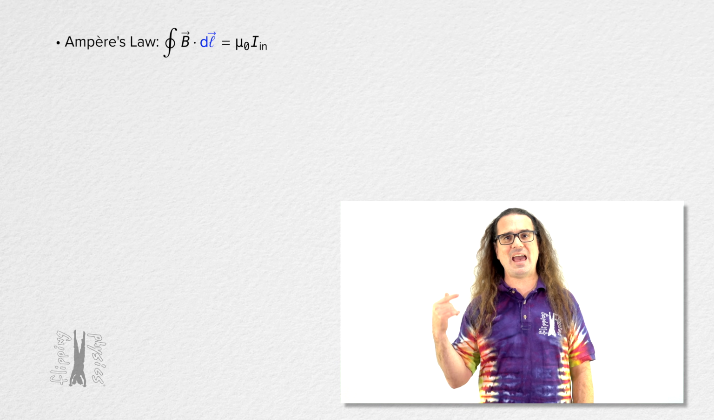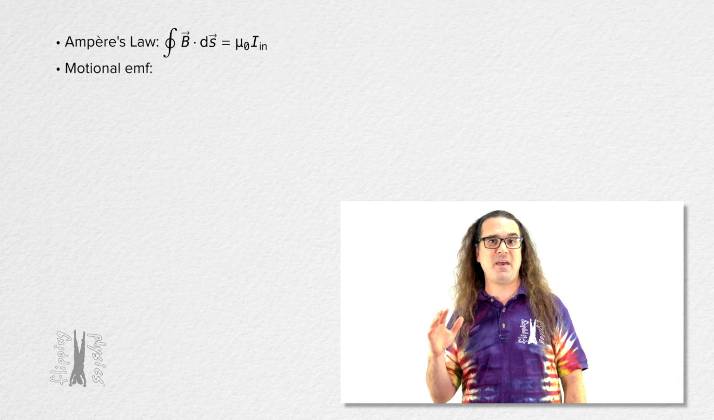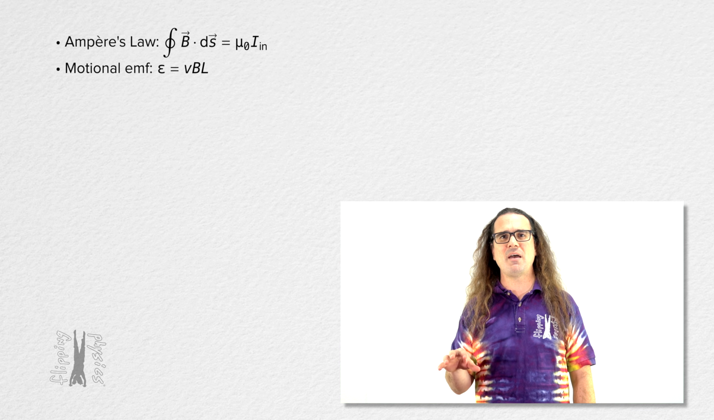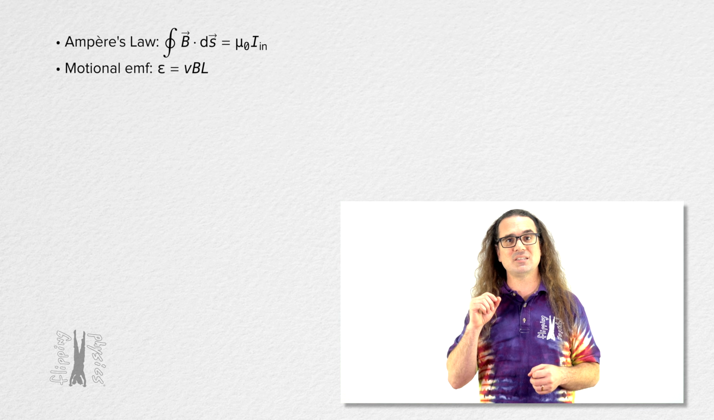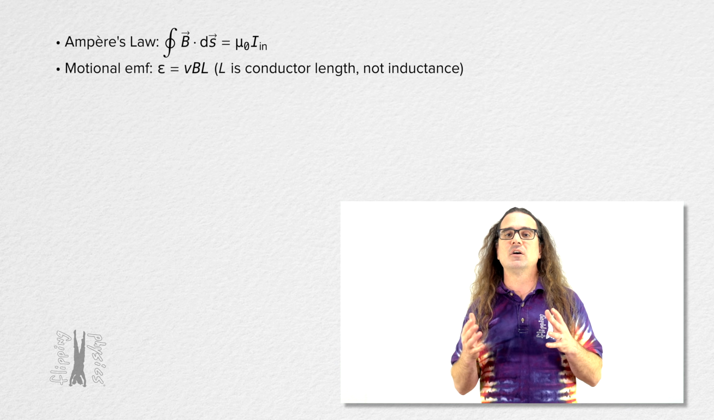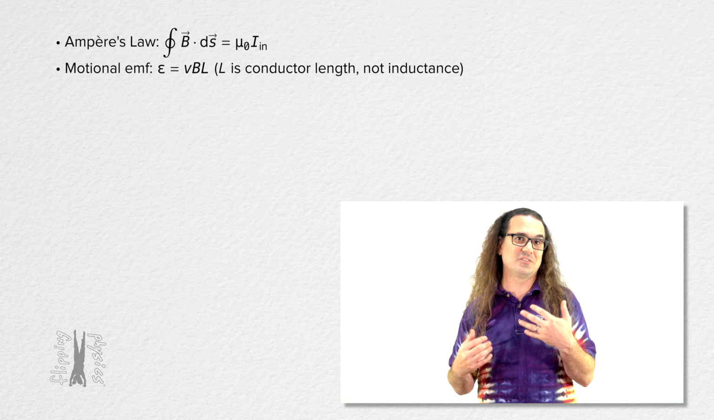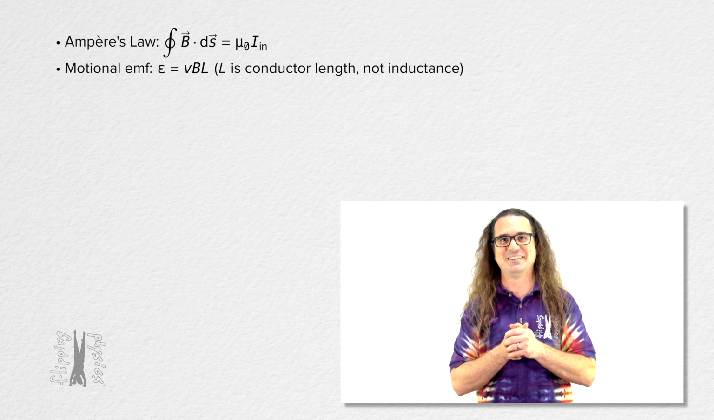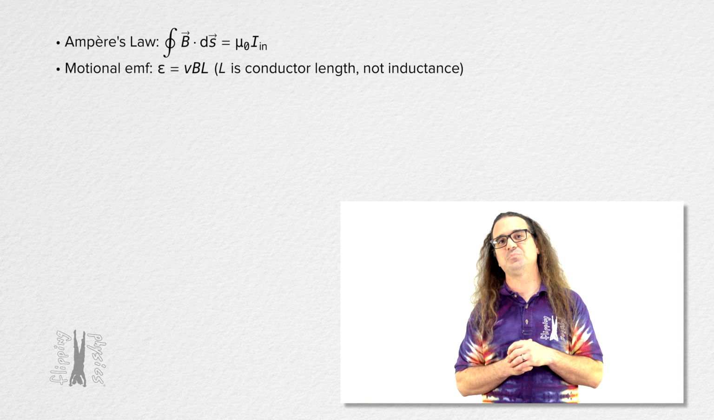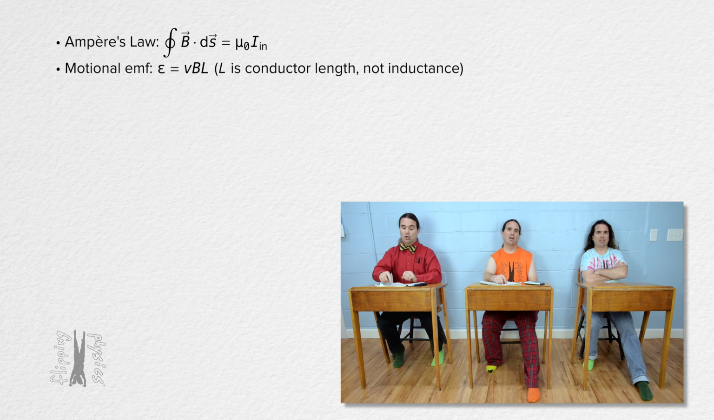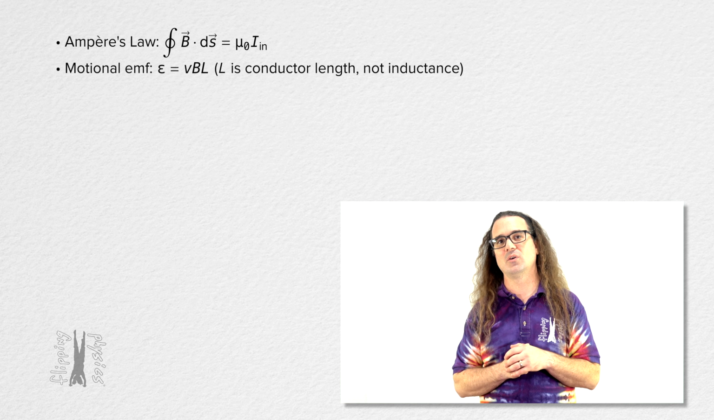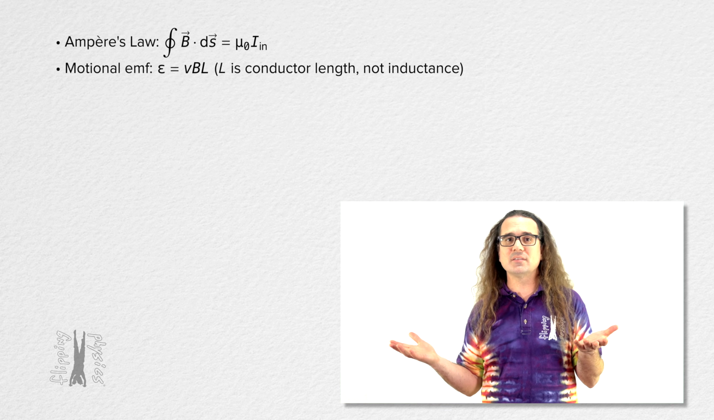I think it is helpful to have an equation for motional EMF memorized. Motional EMF equals velocity times magnetic field times conductor length. But of course, you also need to be able to derive that equation using two different approaches. And that motional EMF equation assumes the velocity of the conductor and the magnetic field it is moving through are normal to one another. Right.